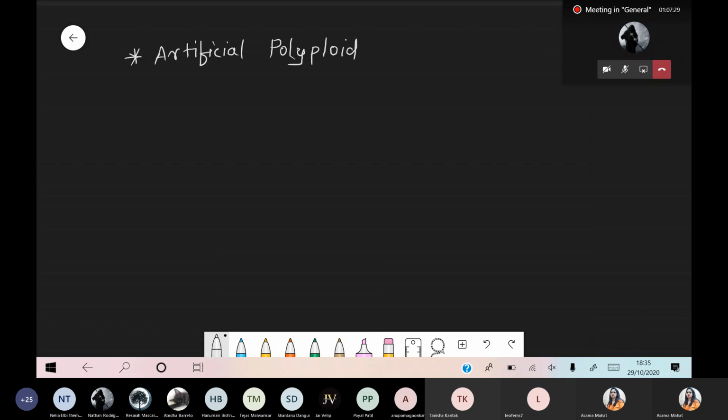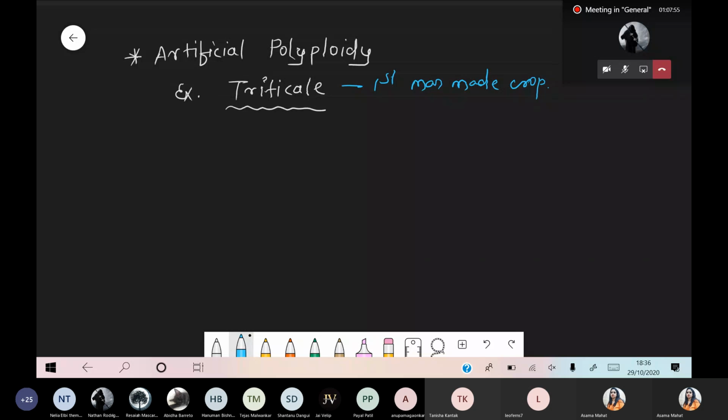Artificial polyploidy. And in this point, we are talking about one example that is triticale. And please remember, triticale is basically the first man-made hybrid crop. The first man-made crop, wheat variety, that is triticale. Basically it has two types, octaploid as well as hexaploid. So it has two types.